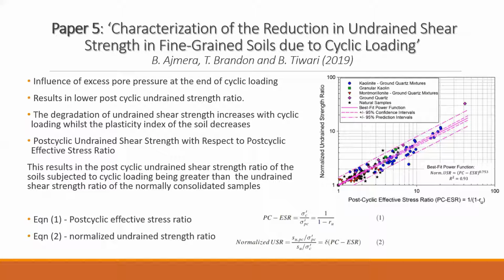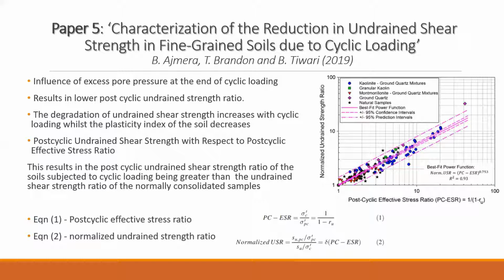The article written by Ajmera, Brendan, and Tuari clearly conveyed the characterization of the reduction in undrained shear strength in fine-grained soils due to cyclic loading. They used both simple shear and triaxial tests and found that the influence of excess pore pressure at the end of the cyclic loading resulted in lower post-cyclic undrained strength ratios. The degradation of undrained shear strength increases with cyclic loading, whilst the plasticity index of the soil decreased.